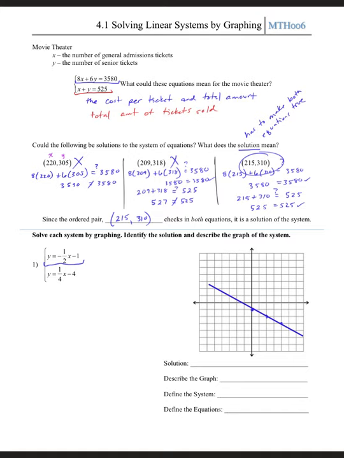Now what we want to do is the same thing for the second equation. I'm going to use red for this one. Let's have you pause the video and sketch the line, and then unpause the video and we'll move forward.